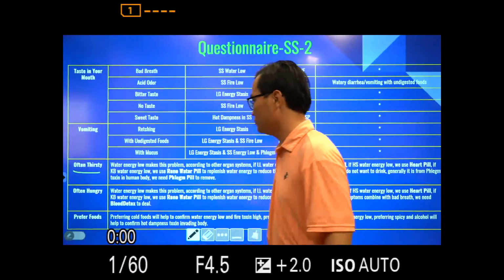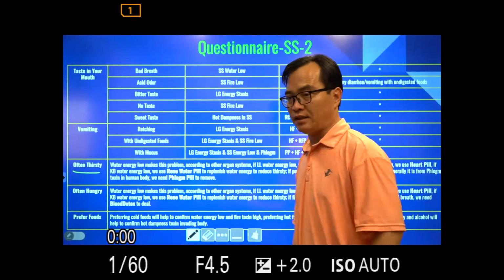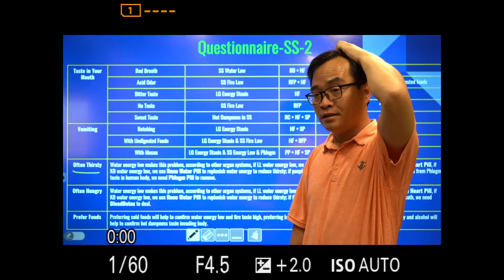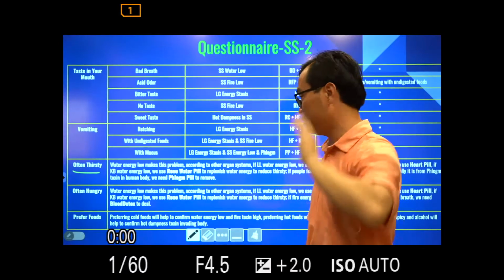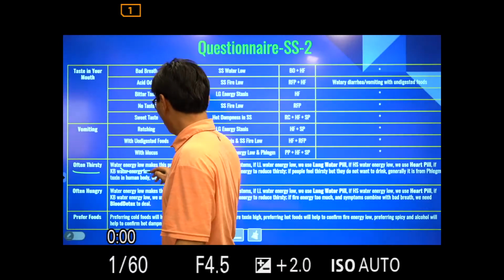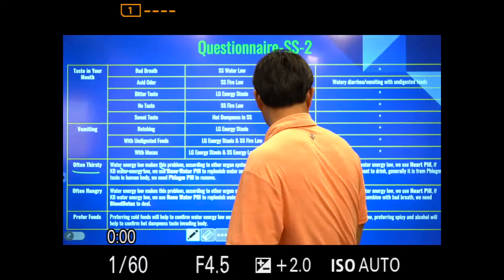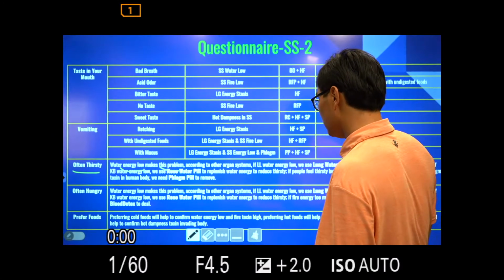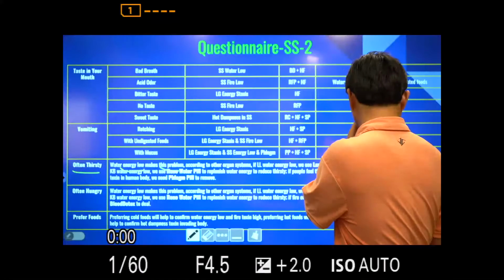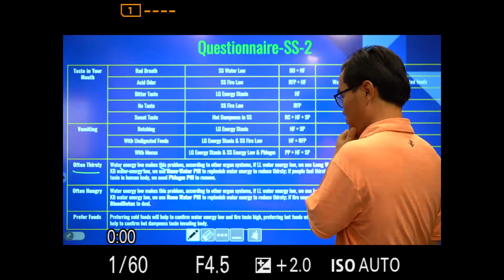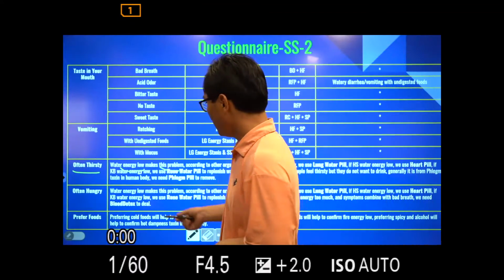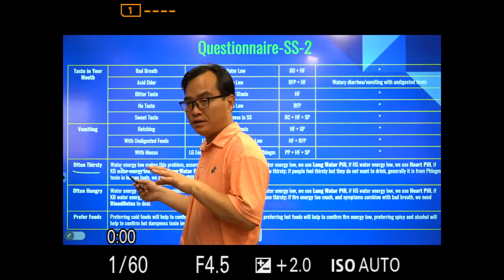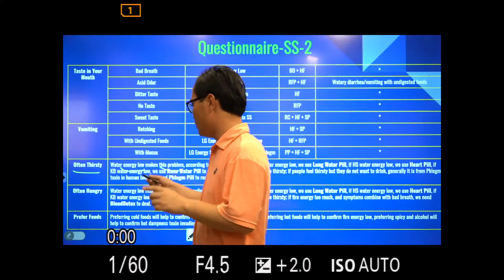After fasting. After fasting, in fact, it is not a symptom for confirmation. It is not a confirmation symptom. Low water energy makes these problems. Okay. After fasting, it is not a symptom for confirmation. But generally, if you feel very thirsty, it is from low water energy.